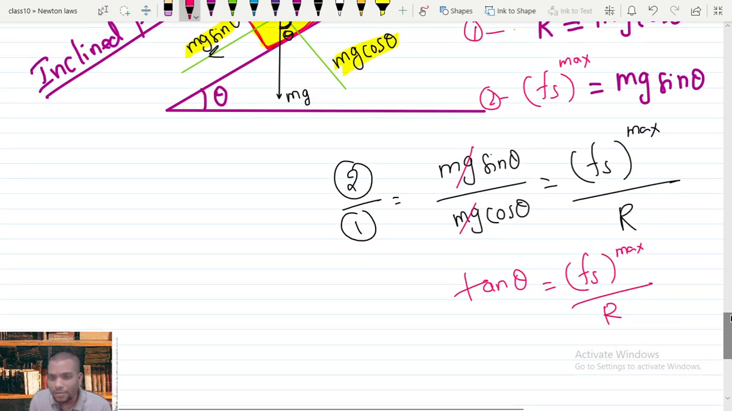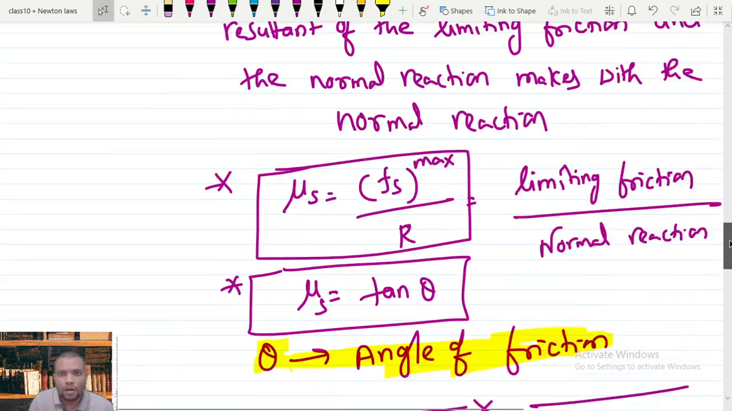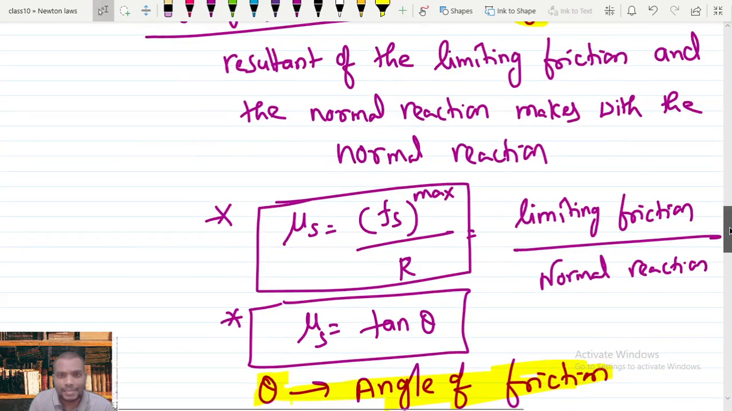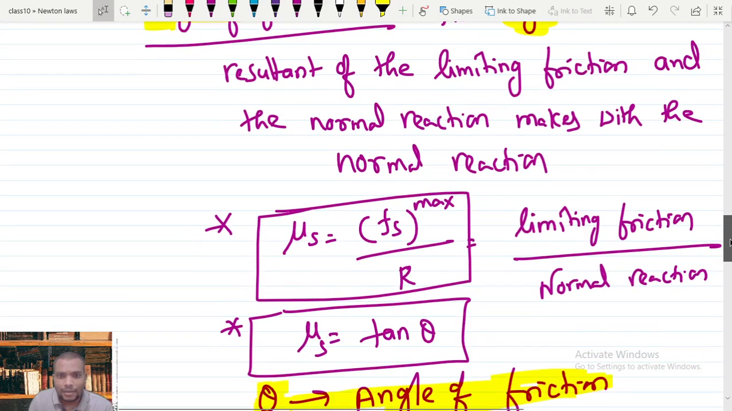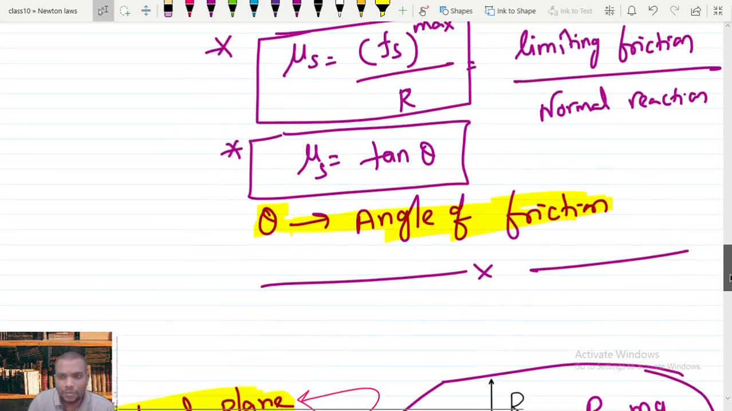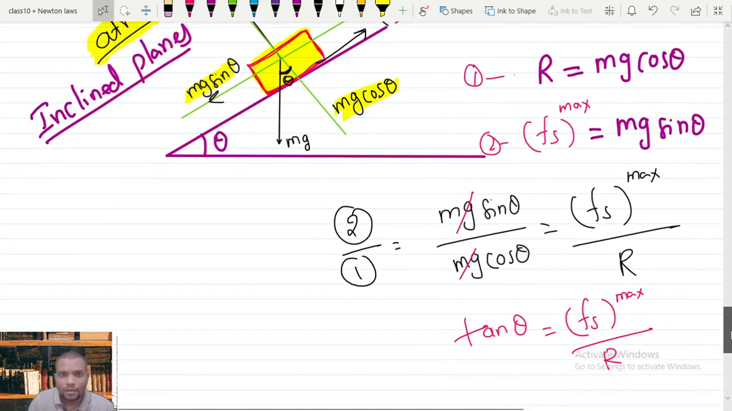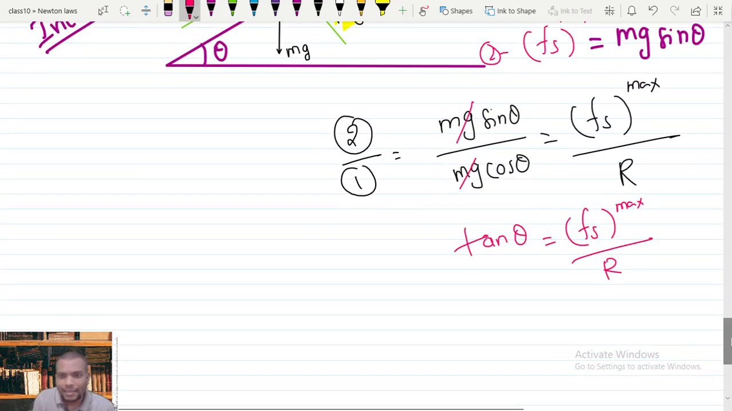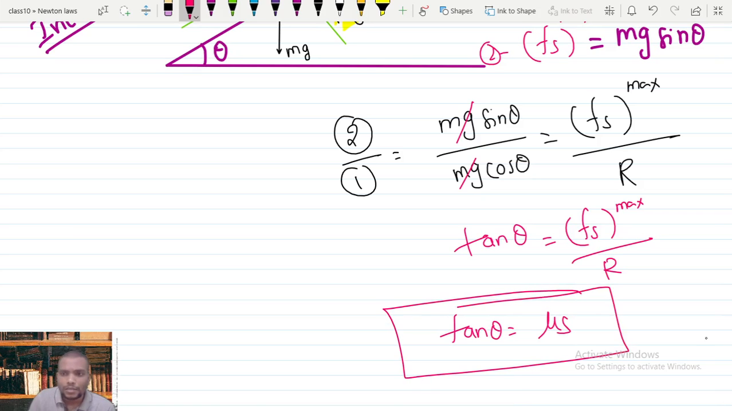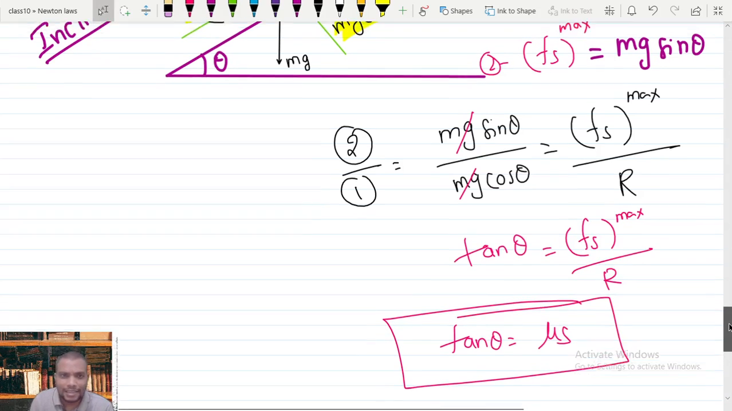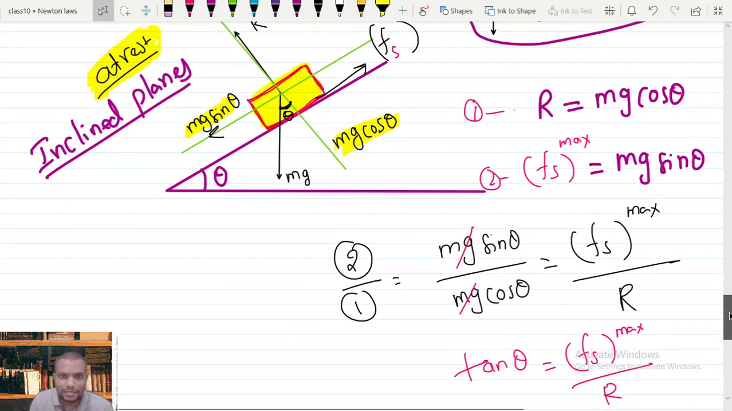Okay, in the previous concept, if you remember, Fs max upon R, which is also known as mu s. So Fs max upon R is mu s. Therefore, tan theta equals mu s. So don't be confused here about the theta that we considered.